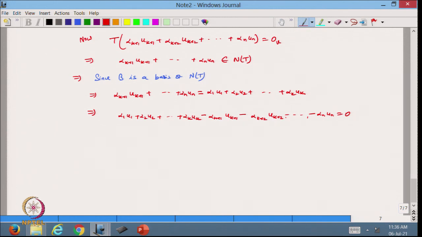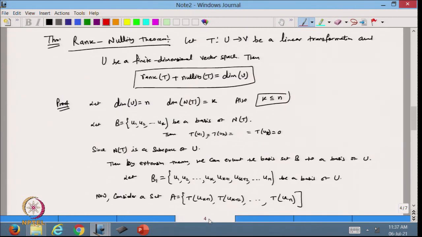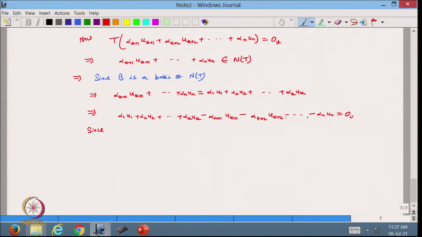So, these things we got, and this 0 is from U, because N(T) is a subspace of U. Now, you can see that u 1, u 2 up to u k, u k plus 1, u k plus 2 up to u n is basically a basis of U. Now, since B 1 that contains u 1, u 2 up to u n is a basis of U, which implies that alpha 1, alpha 2 up to alpha k plus 1 up to alpha n are all 0.